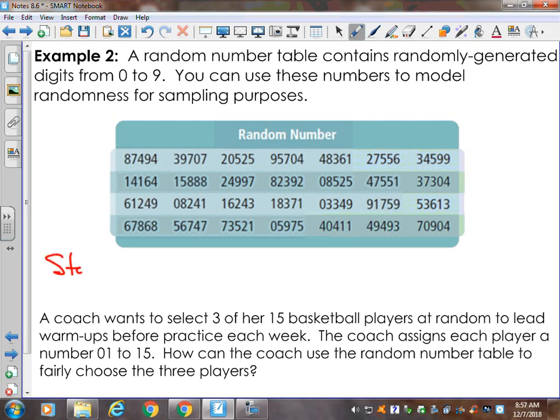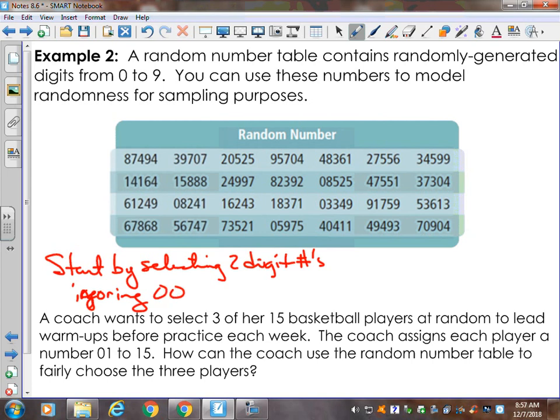So first of all, you'll start by selecting 2-digit numbers, ignoring 00, because that is a possibility for a 2-digit number, and 16 through 99, because we only want 2-digit numbers from 1 to 15. Alright, so that's how we're going to select them.